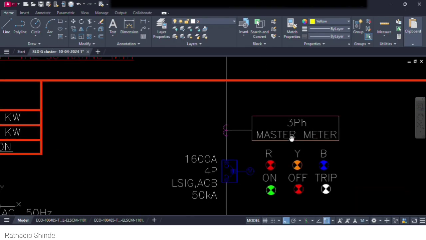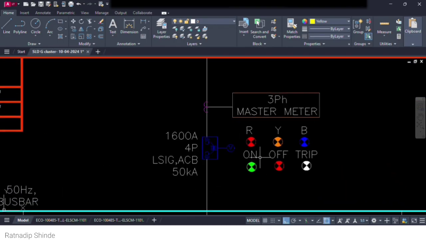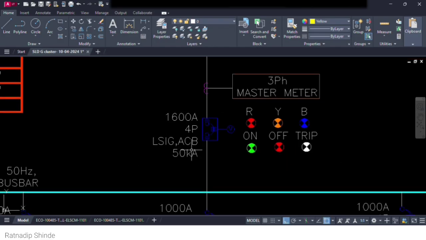Now you can see a 3-phase master meter in that panel, and different indicators for the phases, RYB, and the on, off, trip indicators. Here we connected the ACB, air circuit breaker, with a short circuit current rating of 50 kilo ampere and a current rating of 1600 ampere. It is a 4 pole ACB with LSIG.